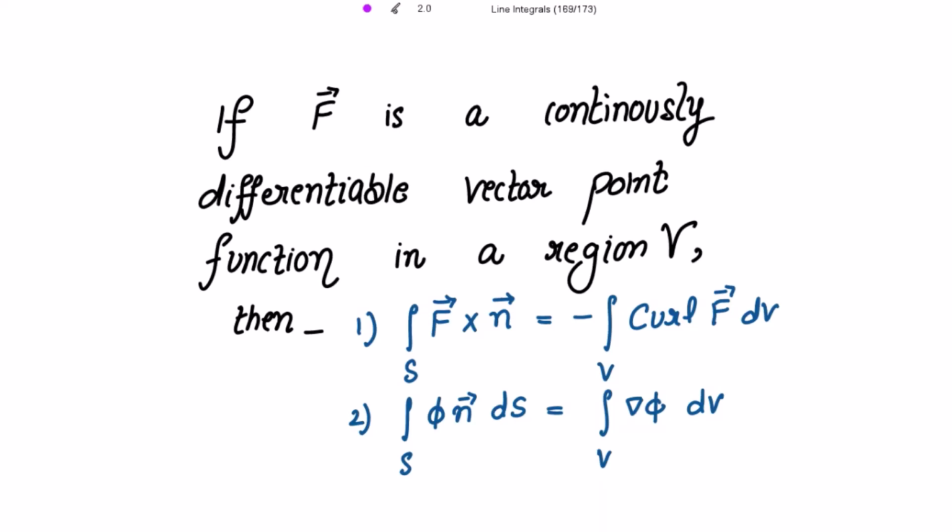Good morning. These are very important results that we are going to prove. If f vector is a continuously differentiable vector point function in a region V, then first result, the surface integral of the cross product of n vector with f vector equals the negative of the volume integral of curl of f vector. Second, the surface integral of phi n vector is equal to the volume integral of grad phi.